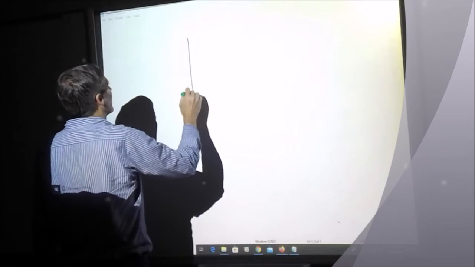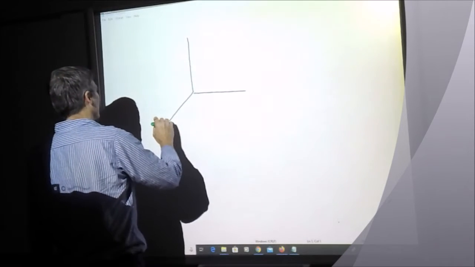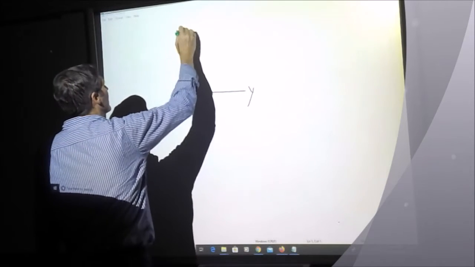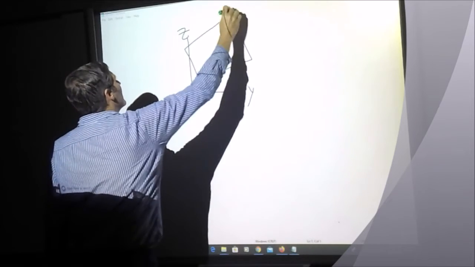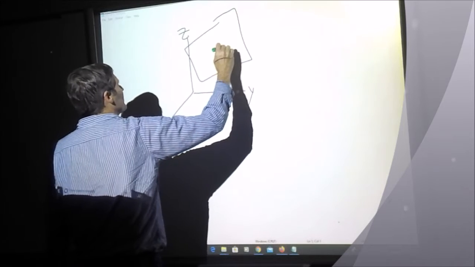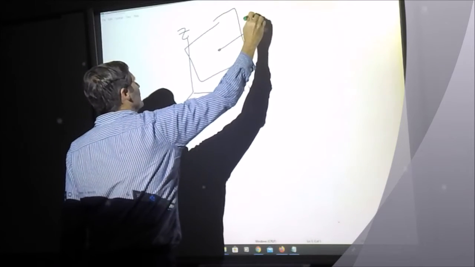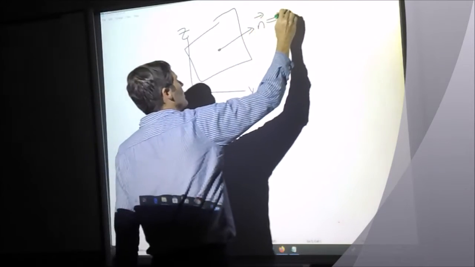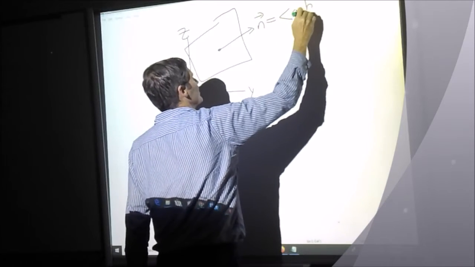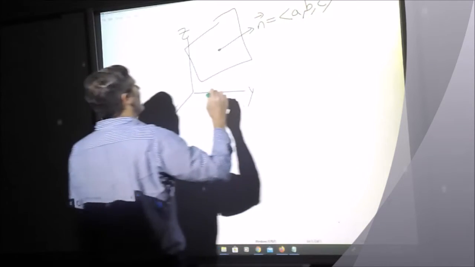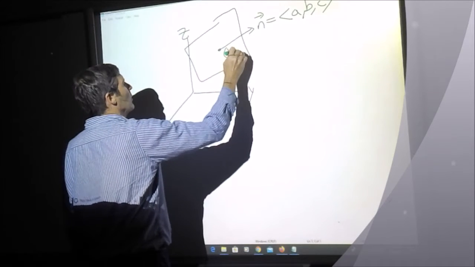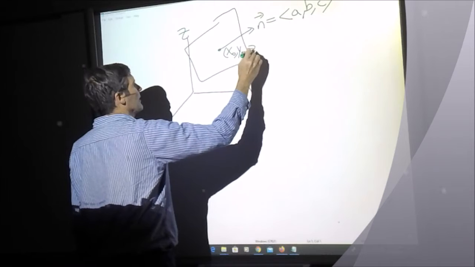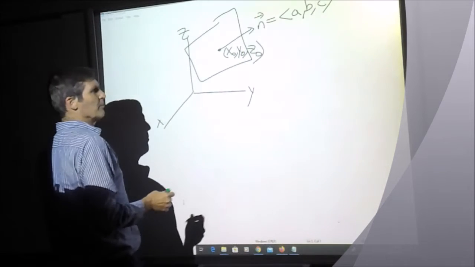Imagine this in 3 dimensions. I take a point on a plane, and I take a vector that's perpendicular to the plane. Let's call it n for a normal vector. And suppose this normal vector has components a, b, and c. And the point here has coordinates x0, y0, z0. So it's kind of like making equations for a line. You need a point and a vector again.